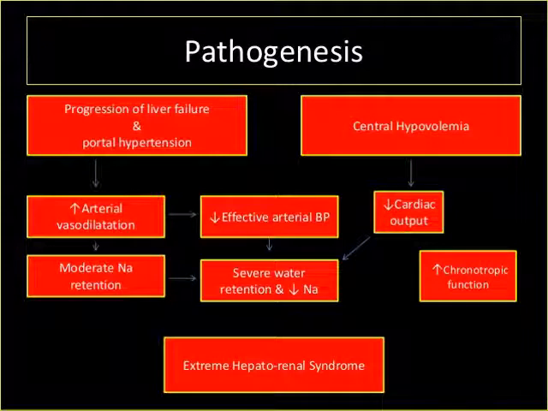The pathogenetic mechanism, as illustrated in this diagram: progression of liver failure and portal hypertension lead to increased arterial vasodilation, leading to decreased effective arterial blood pressure and moderate sodium retention, both leading to severe water retention and hyponatremia.